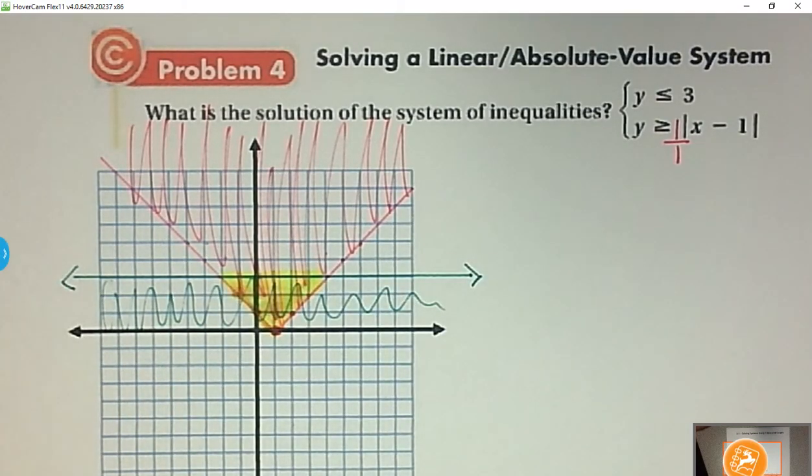Are the sides of the V and that part of the horizontal line, are they included in the solutions? Yes. Yeah, because they are all solid. Okay. So that's it for 3-3.